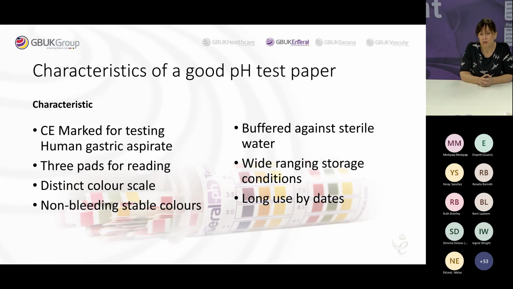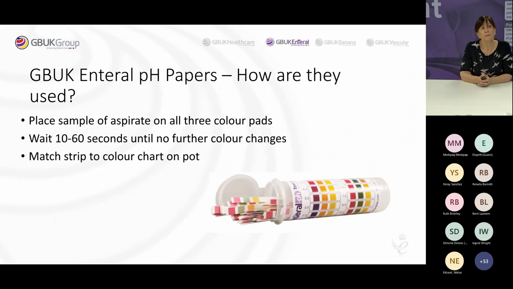So our pH strips are buffered against water, and as I say, without getting too technical, it recognises the ions within, and as it recognises the ions within, it will give a realistic pH that the water should be of 7. So they should also have, because they need to be cost effective, wide-ranging storage conditions and long dates, which are products.